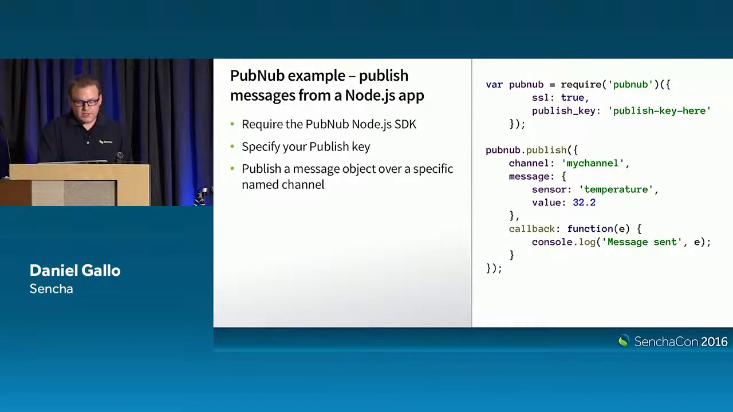So if we take a Node.js application as an example, there's a Node SDK. All you need to do is require the PubNub SDK, specify your unique publish key, and then you can do pubnub.publish, specify a channel, and that's just your own channel name, and that could be like a temperature channel or alarm channel. And then all you do is you specify a JSON-based object containing your data that you want to publish. So in this example, we're just publishing a temperature value and then a callback once that's been sent.